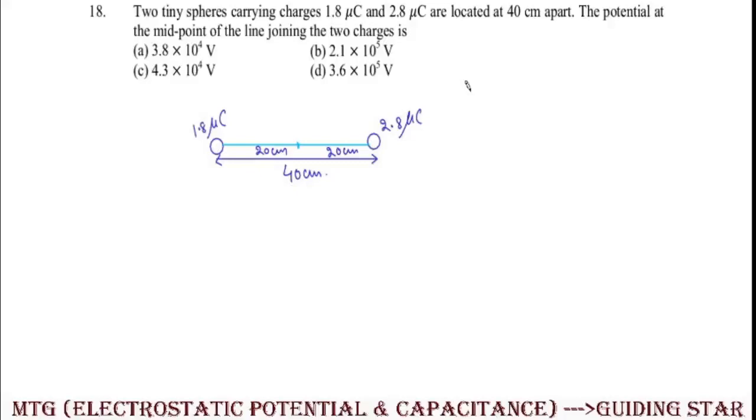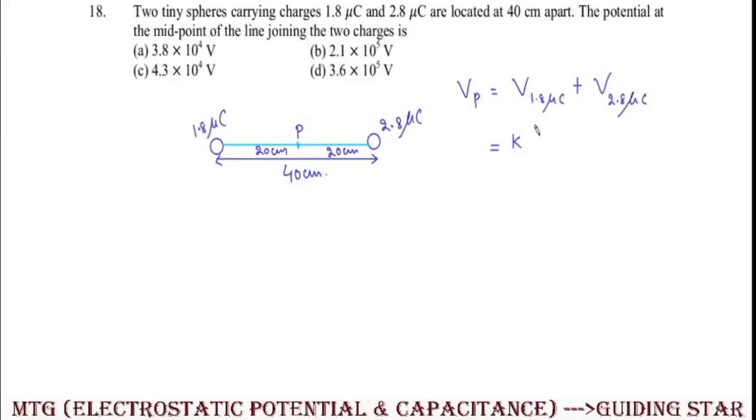So first of all, find out the individual potentials and then add them, because potential is a scalar quantity. So here we can directly add them. Potential at the midpoint, let it be P, will be nothing but the potential due to the 1.8 microcoulomb charge plus the potential due to the 2.8 microcoulomb charge.